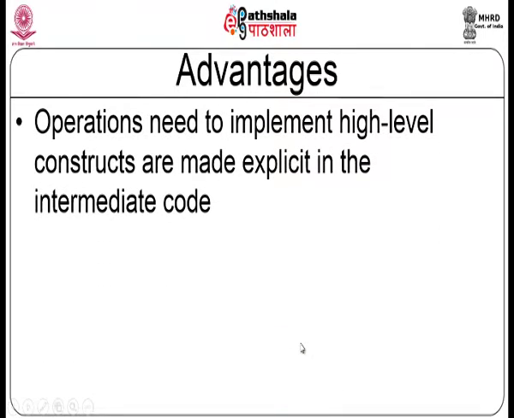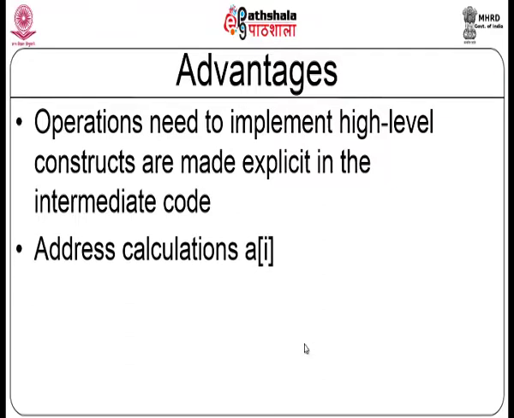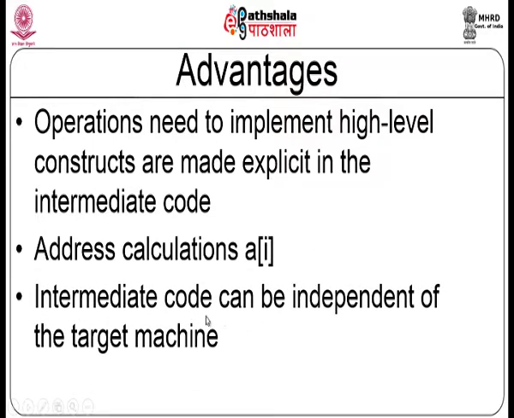The advantage of breaking it up like this is that the operations needed to implement high level constructs are made explicit in the intermediate code. For example, you have a star to represent multiplication. So they are explicit, therefore optimizing here is going to be advantageous. The second thing is that address calculations like A of I are going to be directly seen. So it is much better to optimize here, and the intermediate code is typically not dependent upon the target machine. Therefore, optimizing here will be a generic optimization procedure rather than a particular one.